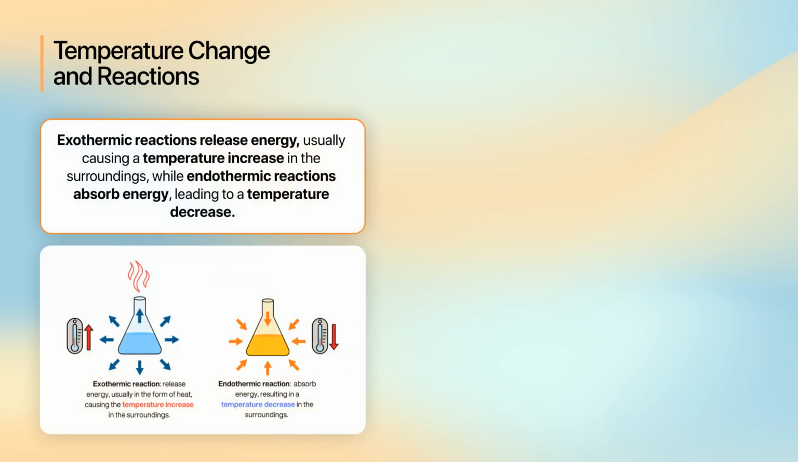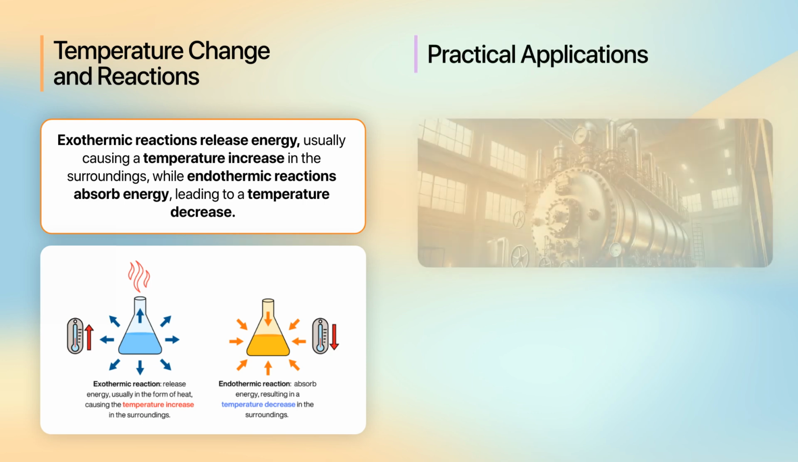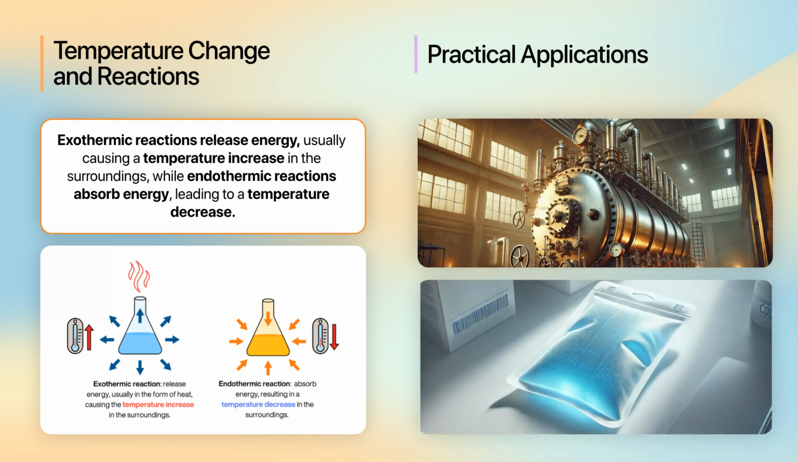In today's lesson, we delved into determining whether a chemical reaction is endothermic or exothermic by observing changes in temperature. We began by recalling that exothermic reactions release energy, usually causing a temperature increase in the surroundings, while endothermic reactions absorb energy, leading to a temperature decrease. We also considered some of the applications of these reaction properties, ranging from heating systems to cold packs. By observing temperature changes during these reactions, we can easily classify them and gain a deeper understanding of the energy dynamics involved in chemical processes.